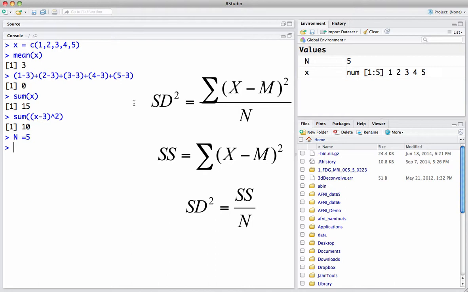So I'm going to go ahead and do this. Remember, this is representing my numerator. This is the sum of squares, taking the deviation of every score squared and summing across all of them. And I simply divide it by n, which in this case is 5. So my variance for this is going to be 2.